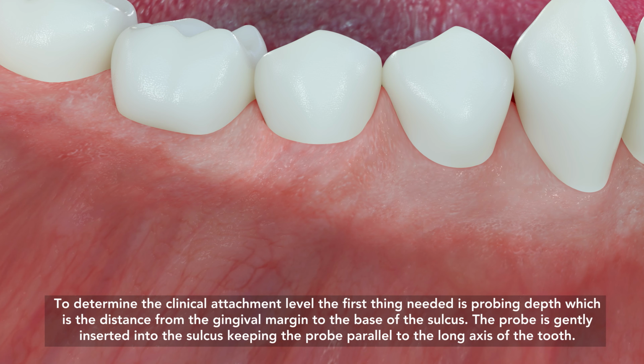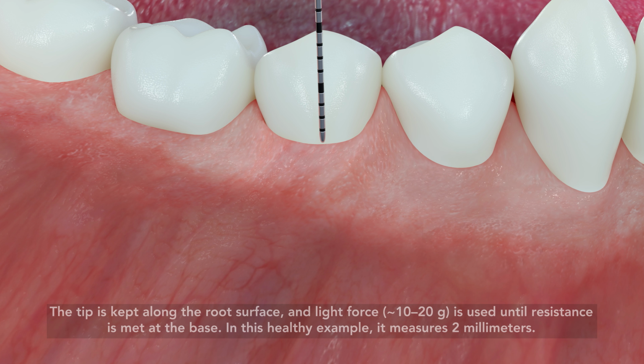To determine the clinical attachment level, the first thing needed is probing depth, which is the distance from the gingival margin to the base of the sulcus. The probe is gently inserted into the sulcus, keeping the probe parallel to the long axis of the tooth. The tip is kept along the root surface, and light force, 10 to 20 grams, is used until resistance is met at the base. In this healthy example, it measures 2 millimeters.